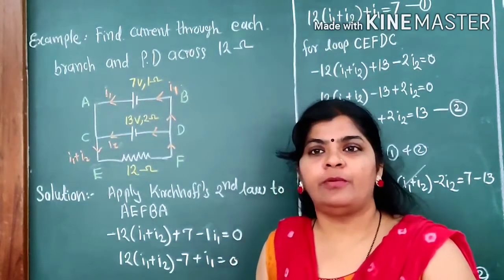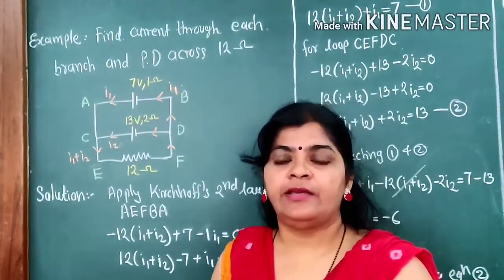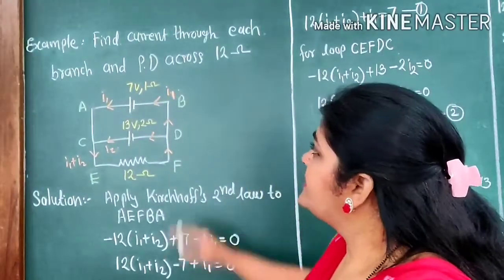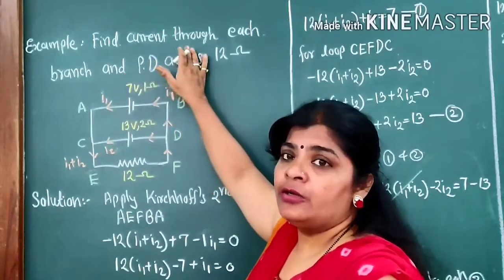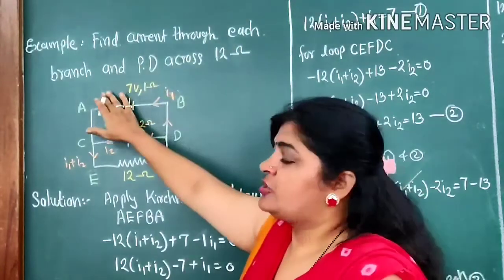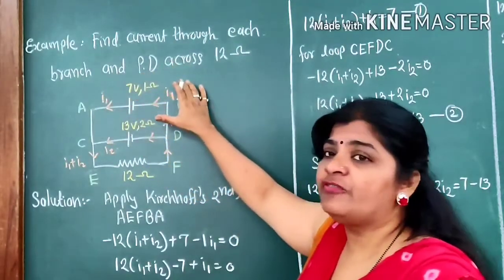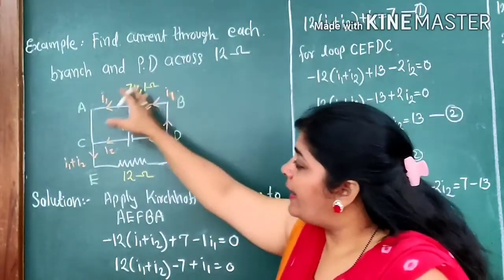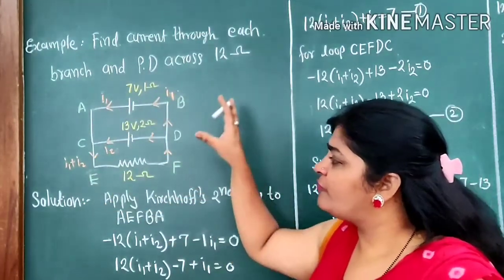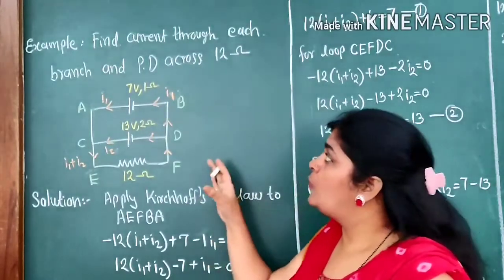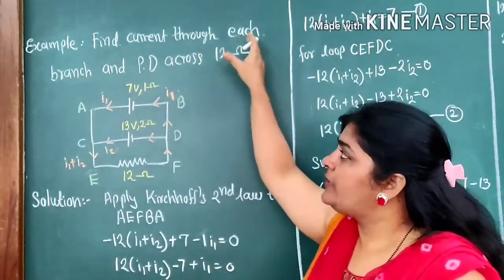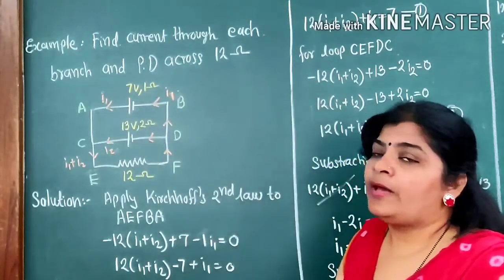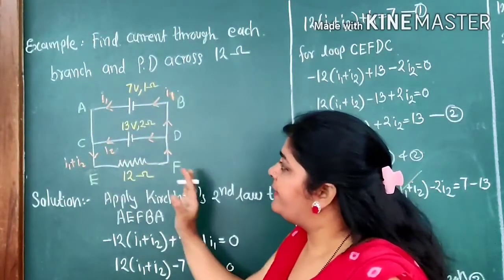Now we are solving the problem of an electrical circuit by using Kirchhoff's law. The problem is given here: find the current through each branch and also find the potential difference across the 12 ohm resistance. Now the diagram is given. With the help of this diagram, you have to calculate the current through each branch and the potential difference across the 12 ohm resistance.